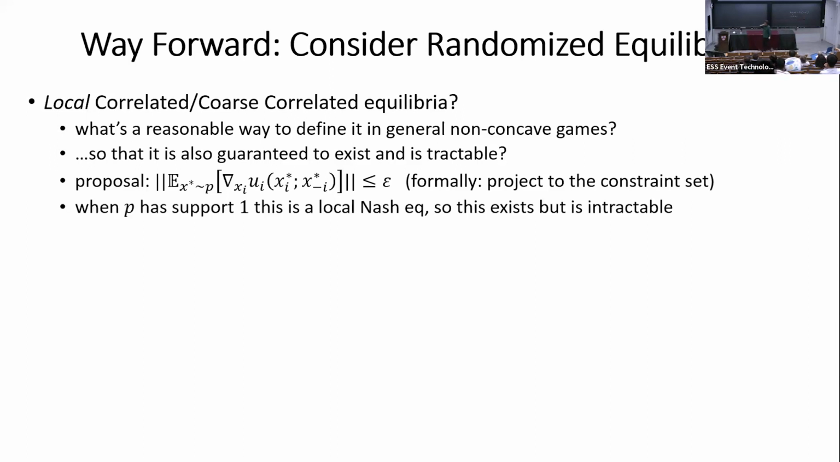So if this distribution has support 1, this is exactly the local Nash equilibrium concept I had before, because if P's support is 1, then there's a single vector x1 star through xn star, and what I want is all the gradients to be 0, so that's a local Nash. Again, I'm skipping the projections because I don't want to make this ugly. So my question here is: if I increase the support from 1, which is local Nash and intractable, to bigger than 1, is there any point at which this becomes tractable?